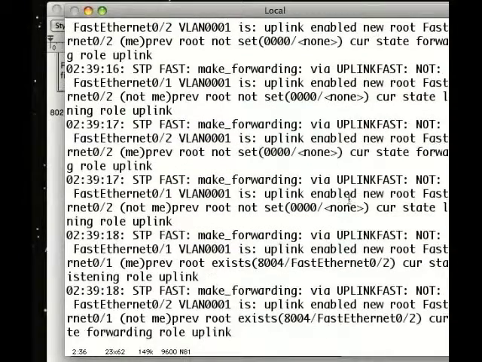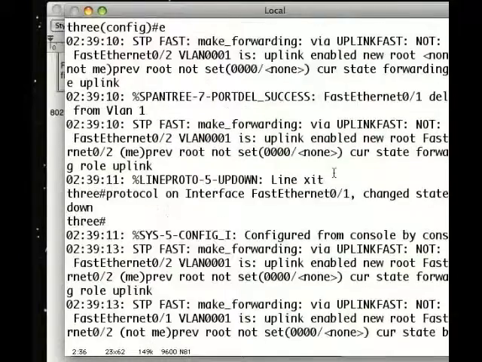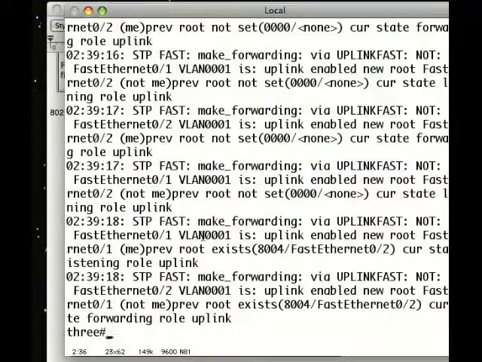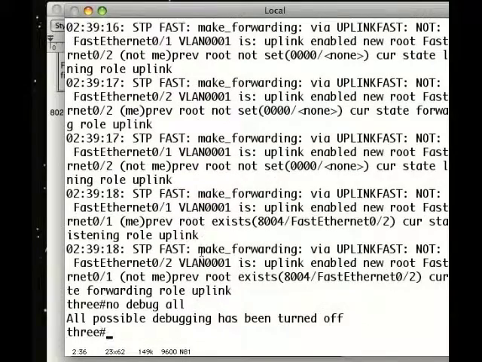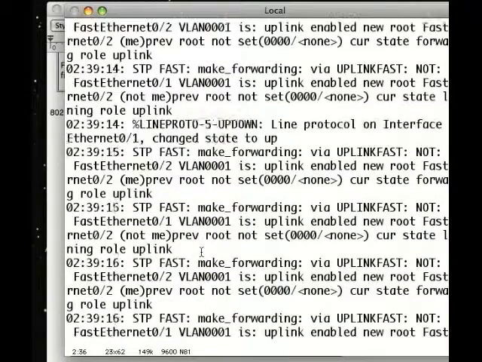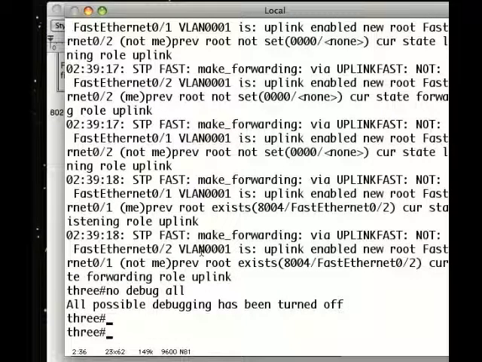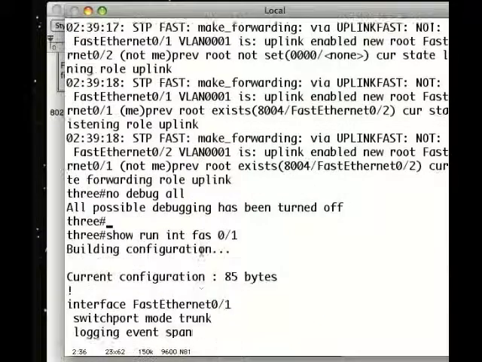I got a ton of log messages. Let's go take a look at what happened. Making forwarding, uplink fast. I got my old debug on, so no debug all. And then I got all my spanning tree data. We're dealing with trunking today, so show run int fast 0/1.